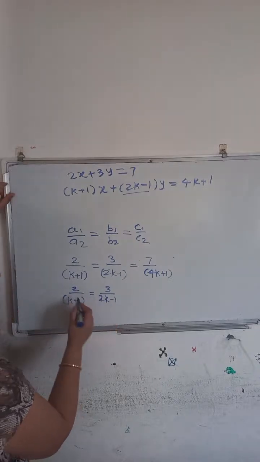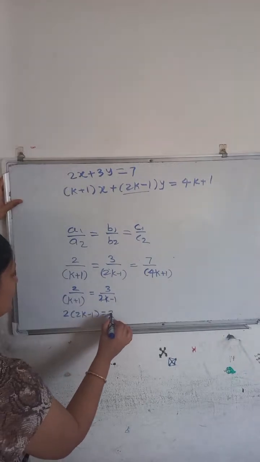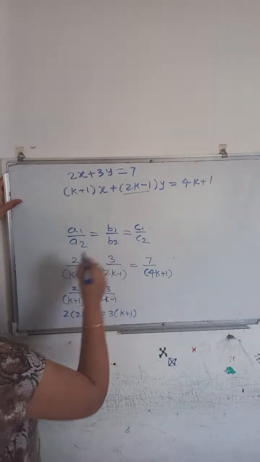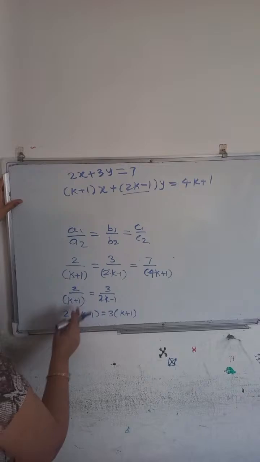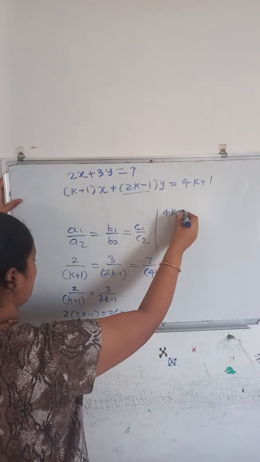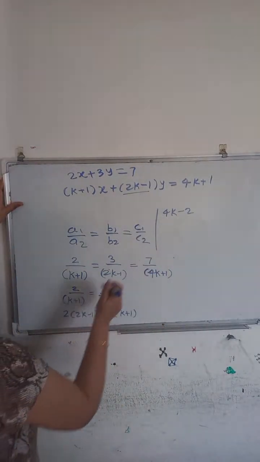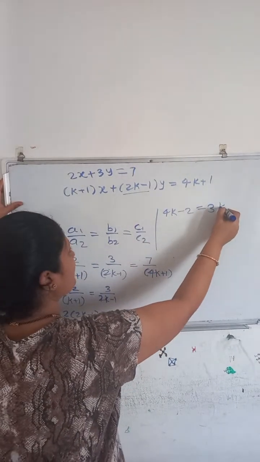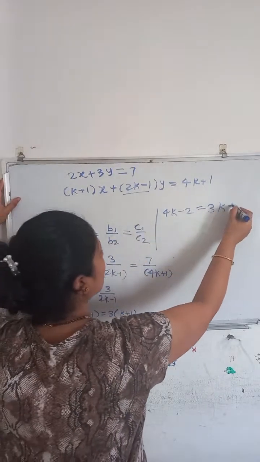Okay. Now take a cross multiplication. 2 into 2k minus 1 is equal to 3k plus 1. Now use the distributive method and multiply that 2 inside the bracket. 2 2s are 4k minus 2 is equal to 3 into k is 3k, and 3 into 1 is 3.